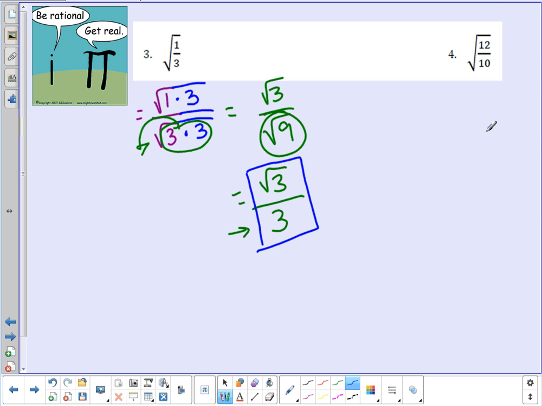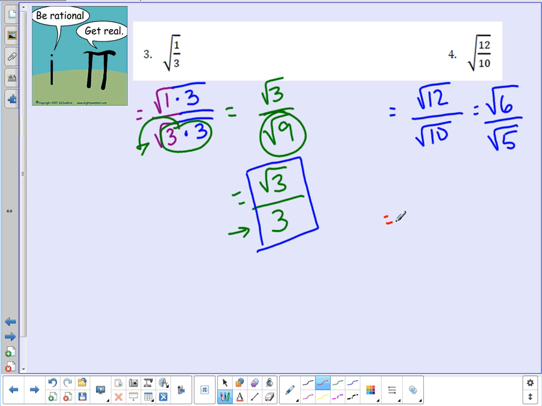Let's try number 4. In number 4, I have the square root of 12 over 10. Remember that's just the same thing as the square root of 12 divided by the square root of 10. I can also reduce those. 12 and 10 both have a common factor of 2. So if I reduce those, I end up with the square root of 6 divided by the square root of 5. Now, I can't do anything else with 6 and 5. There's no other way that I can reduce that, and there aren't any perfect squares in either one of these that I can take out. And I have this radical in the bottom. Not allowed to keep it like that.